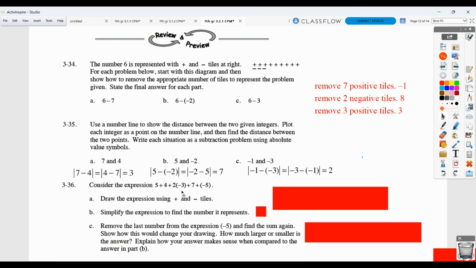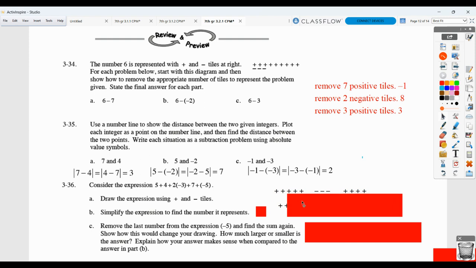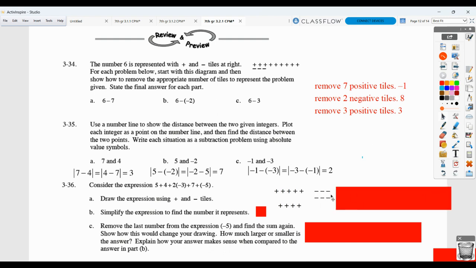Here they want you to consider this expression. So first they want you to draw it using positive and negative tiles. So for my positive 5, I would put 5 positive tiles right there. Then I'm adding 4, so I put those down there. So here's my 5 plus my 4. And then I need 2 groups of -3. Well, 2 groups of -3 means 2 sets of those.